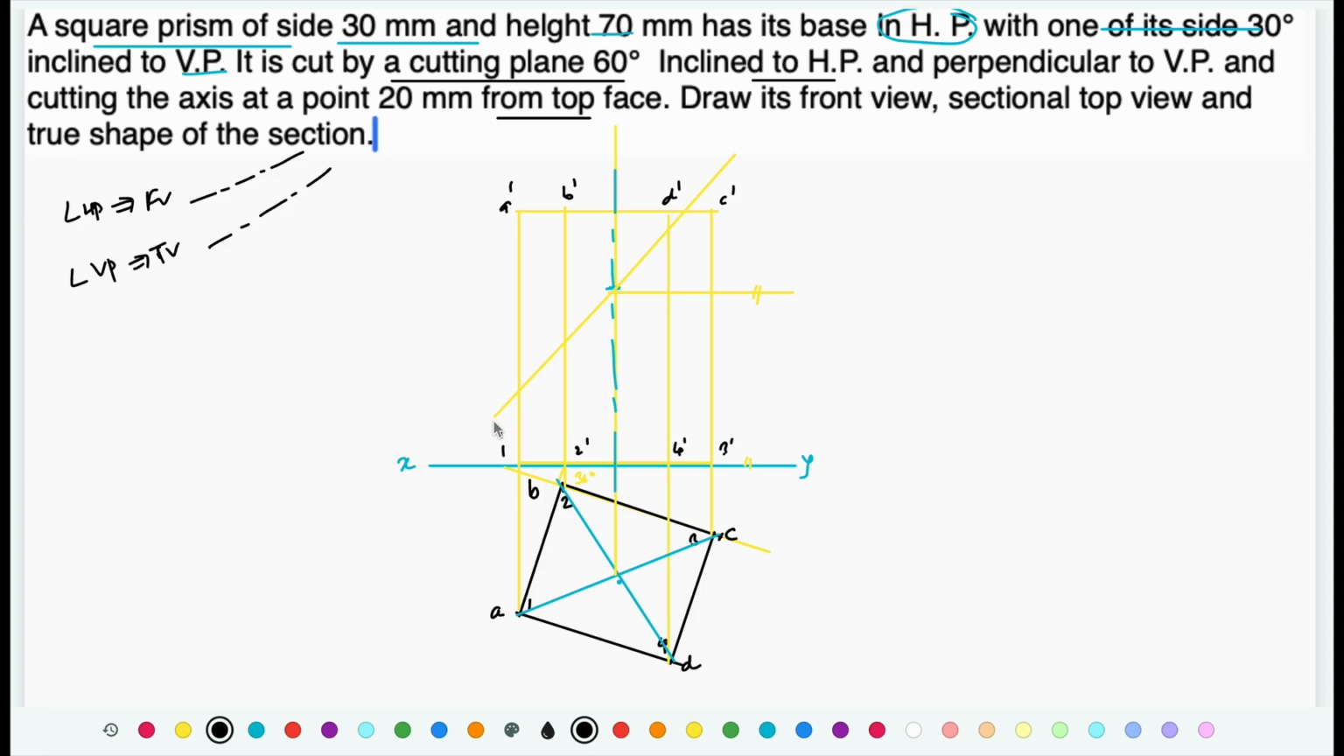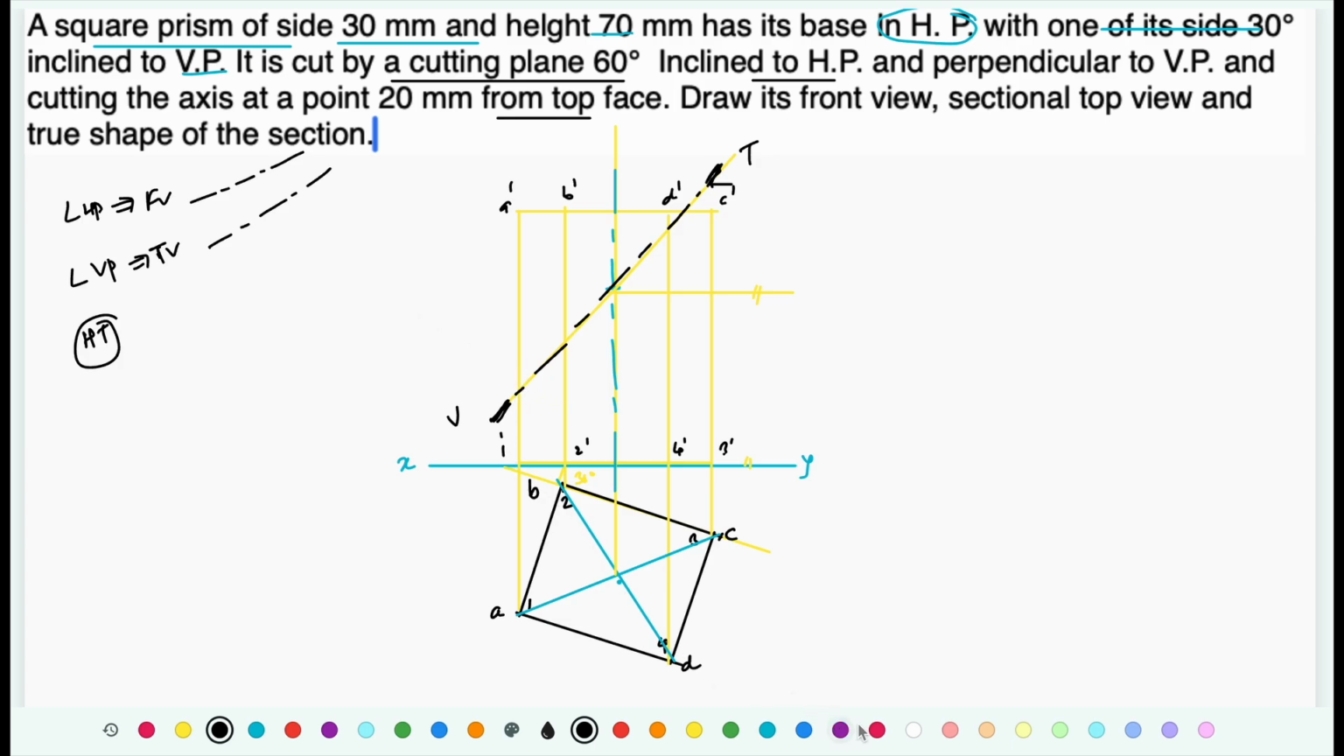Now when you draw cutting plane, it is basically a center line having thick ends. Ends are going to be slightly thicker. Whenever cutting plane appears in front view, name it VT. If cutting plane appears in top view, name it HT. VT stands for vertical trace, HT stands for horizontal trace.